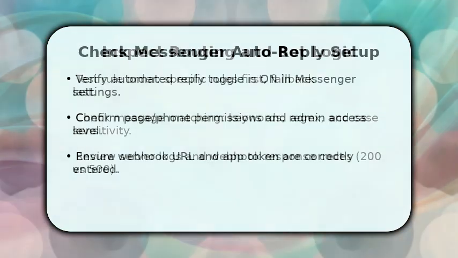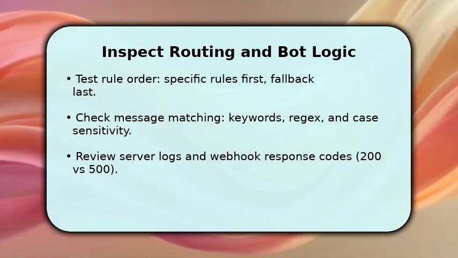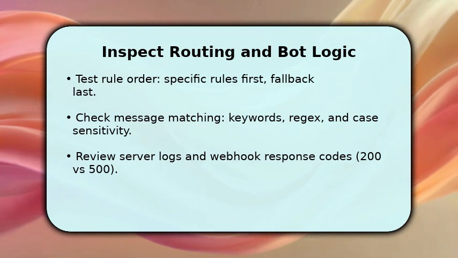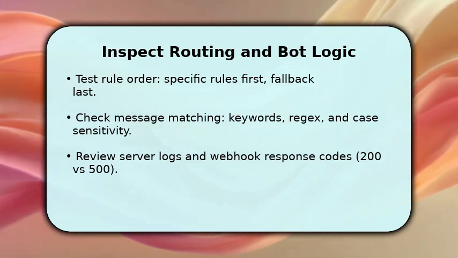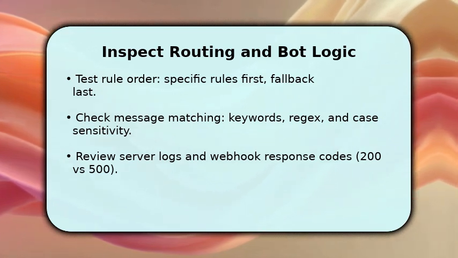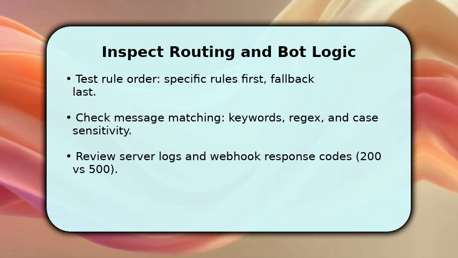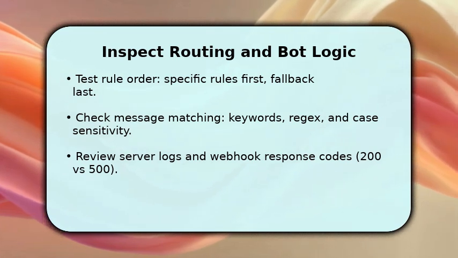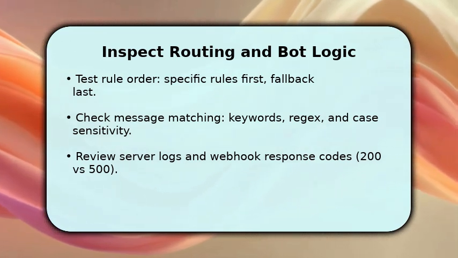Once the basics pass, you dig into routing and bot logic to find subtle failures. You should test the rule order because specific triggers must run before generic fallbacks, otherwise they never match. Make sure your keyword matching, regex patterns, and case sensitivity align with actual incoming text.